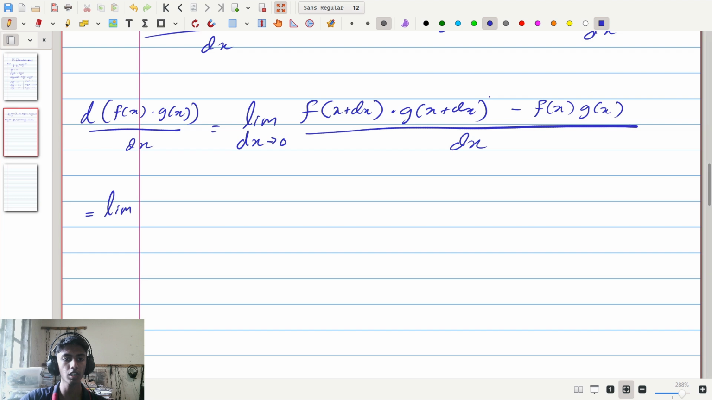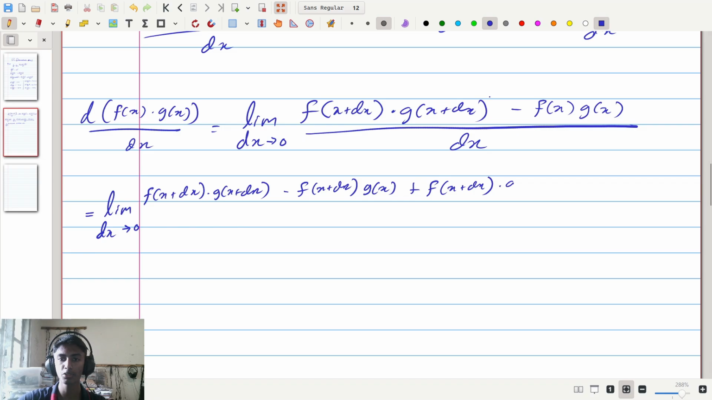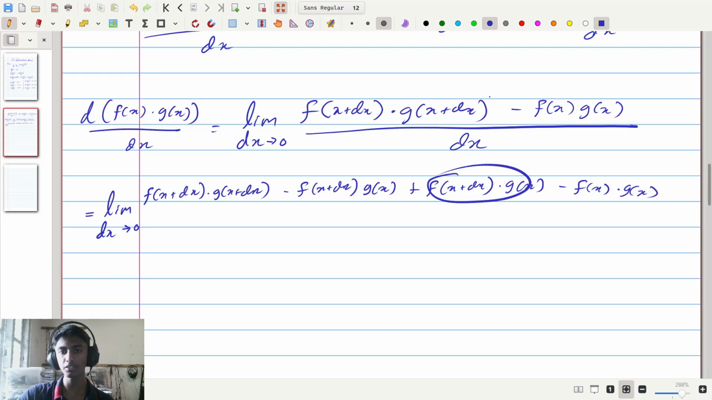So to do that, I'm going to take this equal sign to the left here, so we have space. This is going to be the limit as dx approaches 0 of the original term, which is f of x plus dx times g of x plus dx. But now I'm going to introduce a term. I'm going to introduce negative f of x plus dx times g of x, and then I'm going to add that same term again. So f of x plus dx times g of x minus f of x times g of x. So here we subtracted this term and we added this term again.